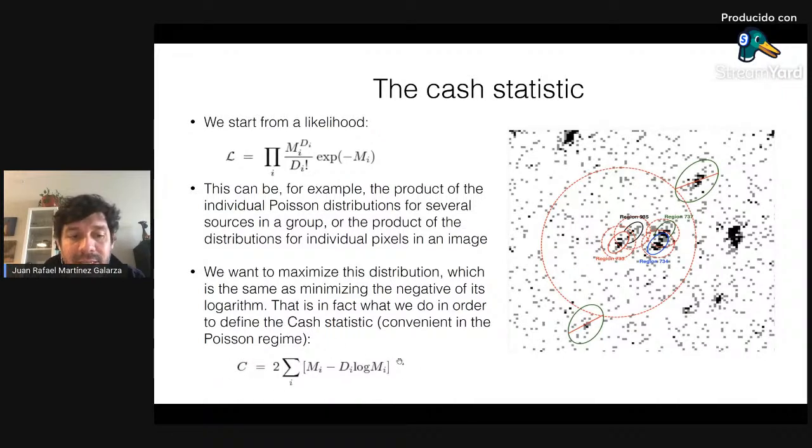This statistic is called the Cash statistic, and it's very widely used when you're trying to determine the goodness of the fit in the Poisson regime.